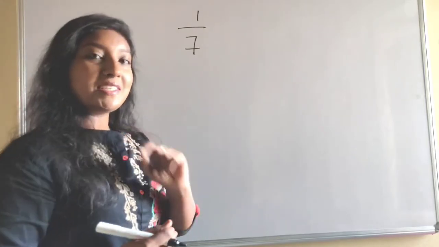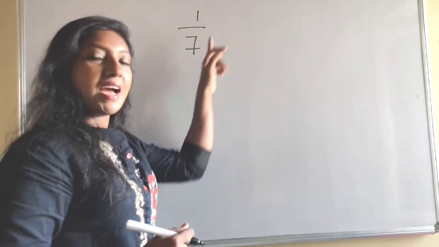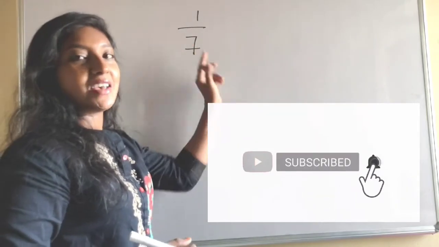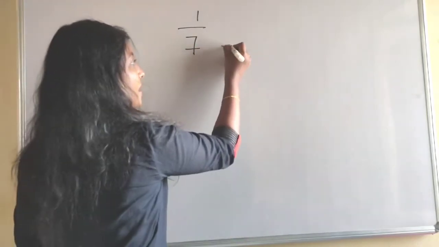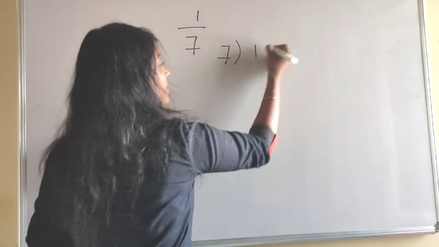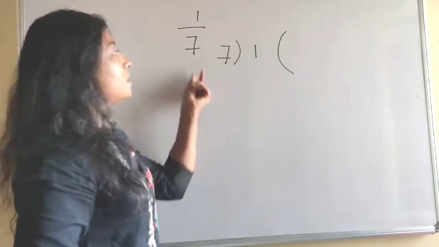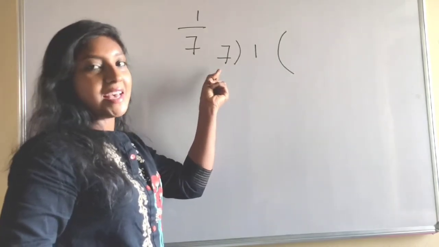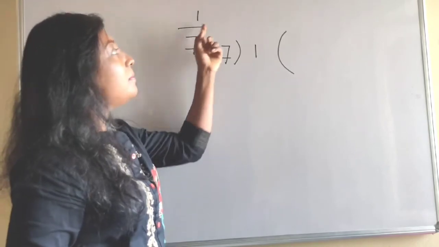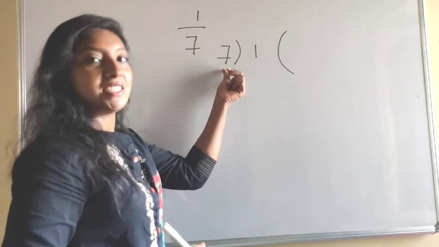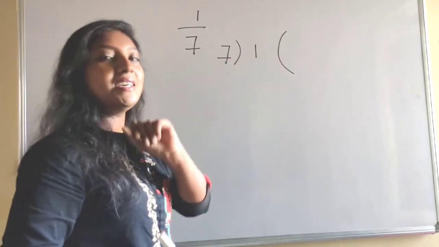So what is the denominator? That is 7 and the numerator is 1. Now we are going to divide 1 by 7. Let us see how. So here I am taking 7 and we have to divide this by 1. Always the denominator value will be here. This is called the divisor, and the number we are dividing is called the dividend.